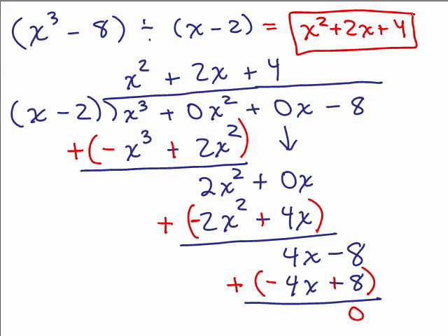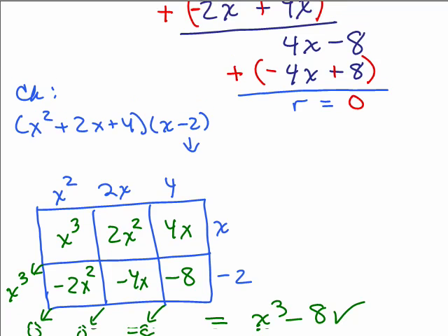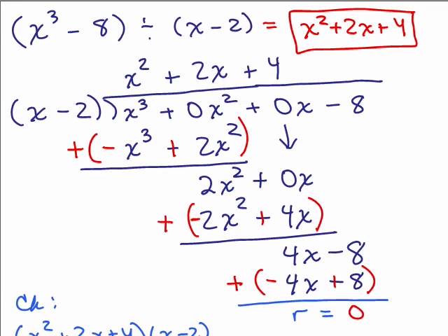Now to check it, you would multiply x minus 2 times x squared plus 2x plus 4. I don't have time to do that, but I'll show it to you. All right, so to check, we have to do x squared plus 2x plus 4 times x minus 2. Here it is. I used the box method, and it was equal to x cubed minus 8. So that means that was the correct answer, x squared plus 2x plus 4.